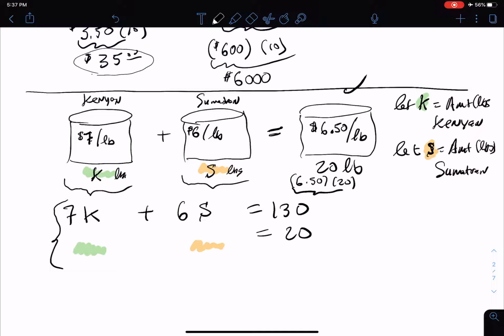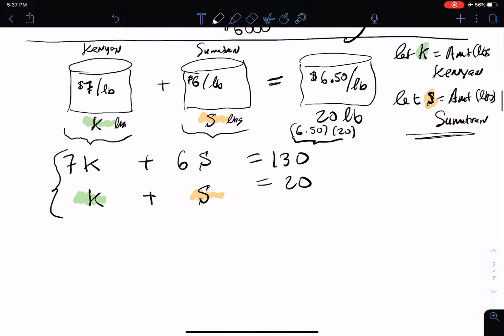Okay, what's the pounds of the Kenyan coffee? I don't know. It's K. What's the pounds of the Sumatra coffee? I don't know. It's just S. Right? That's the variable we defined back over here. So now we can do this by substitution or addition, elimination. I really don't care. I think I'm going to do it by using addition elimination.